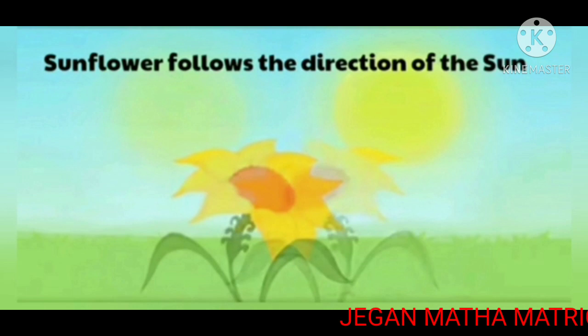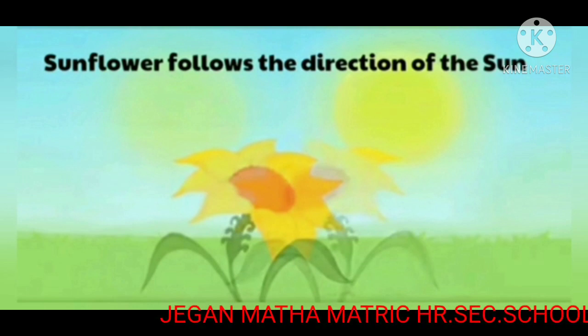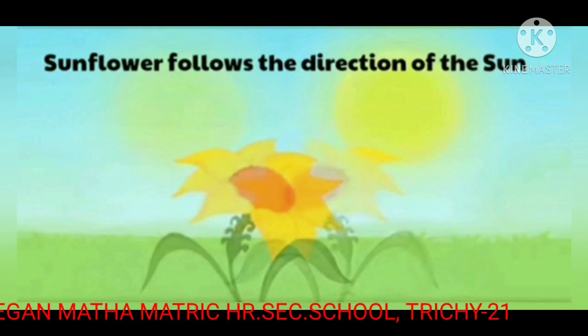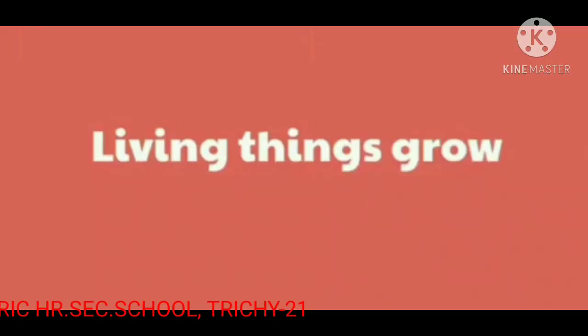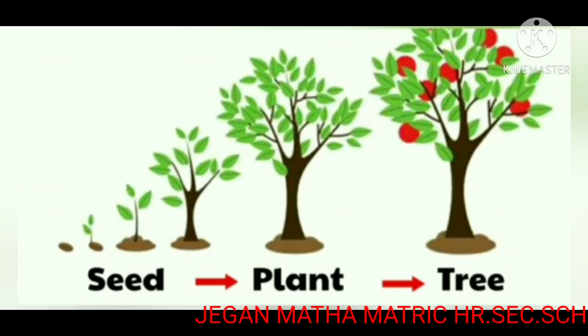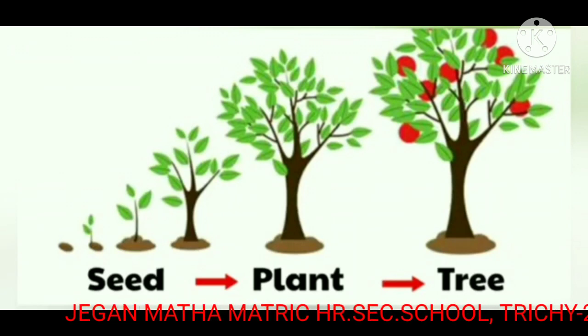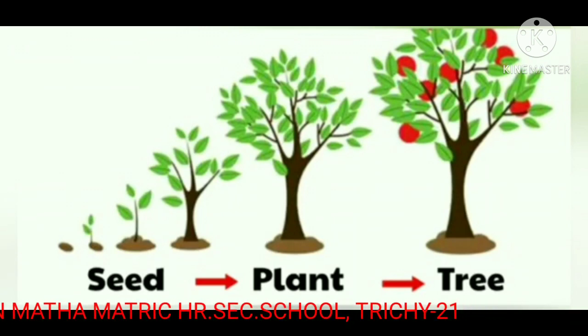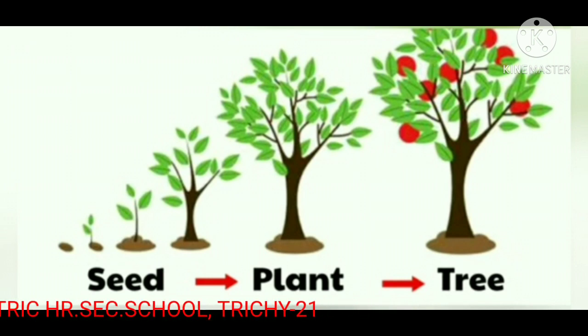Sunflower follows the direction of the sun. Living things grow. For example, seed, plant, and tree.